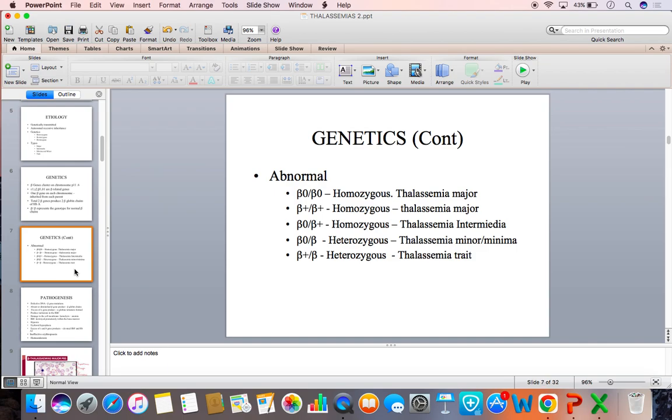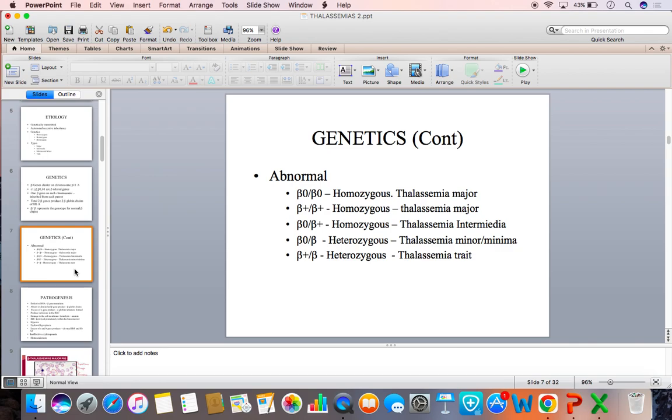What are the genetic abnormalities? Beta 0 is homozygous, thalassemia major. The same way, beta plus indicates reduced synthesis of beta globin chain. Beta 0 means totally absent beta chain. Well, beta plus and beta plus is again homozygous, results in thalassemia major with variable manifestations.